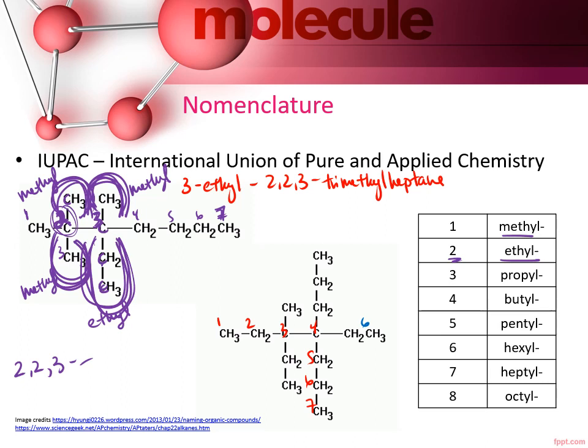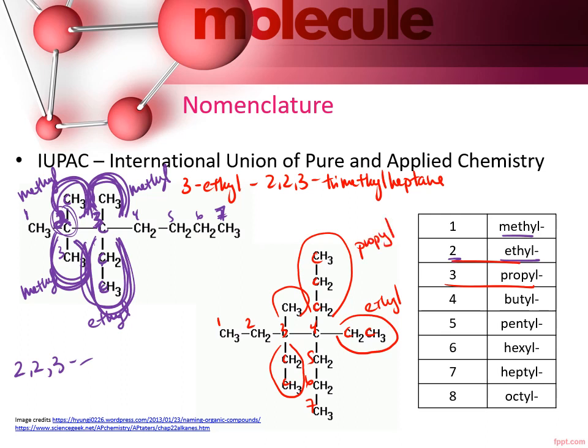Good. So let me get rid of that 6. We don't need that one. So what do we have? We have on carbon number 3 a methyl group, on carbon number 3 an ethyl group because there's 1, 2 carbons. 2 carbons is ethyl. On carbon number 4 I have also an ethyl group. 1, 2, an ethyl group here. And then I have 1, 2, 3 carbons. 3 carbons is propyl.